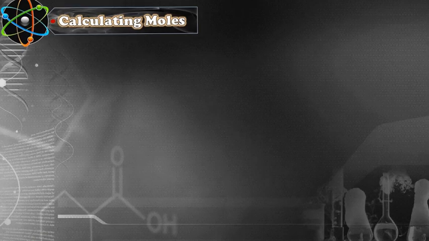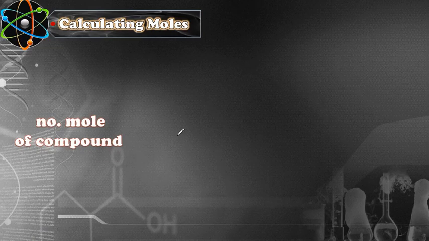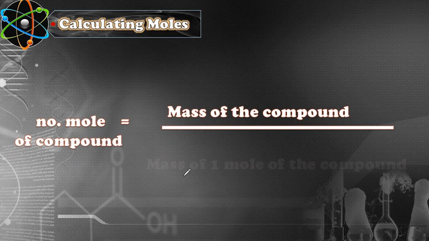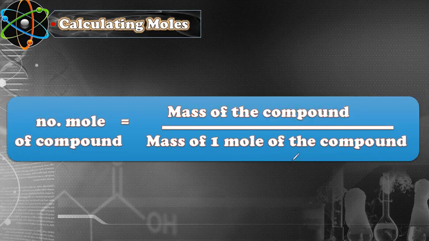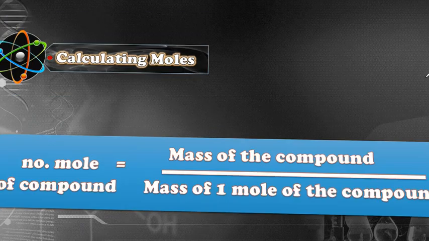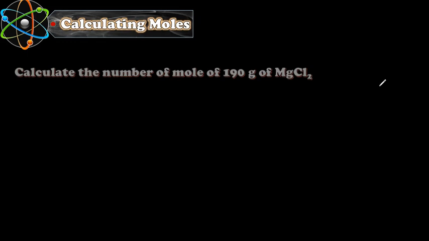But this is for an element. If you have a compound, number of mole of a compound equals mass of the compound over mass of 1 mole of the compound. So here we're going to first find the mass of 1 mole of the compound, then we have the mass of the compound, which is given in the question. Here we're going to look at an example.